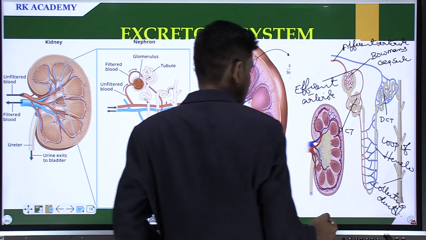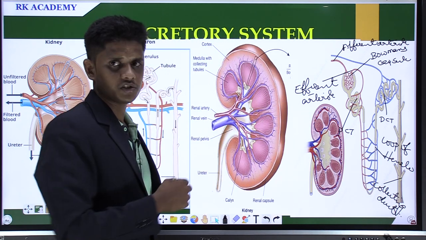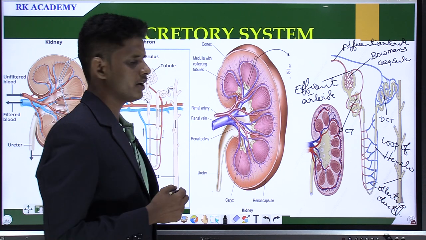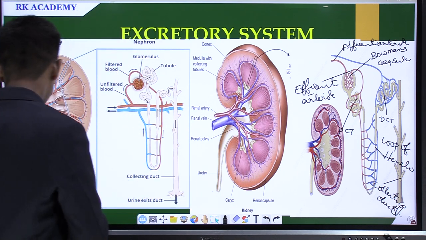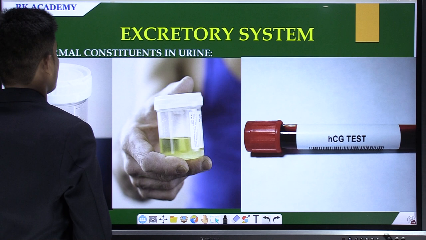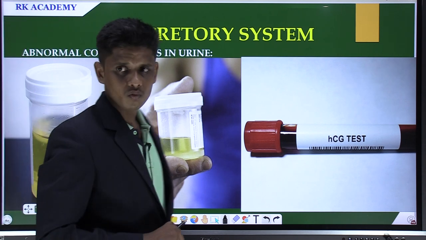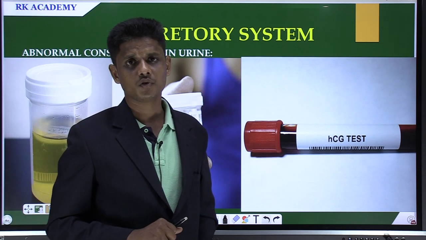This is called the collecting duct. This is the structure of a nephron. I already explained it to you. And come to the last segment. This is abnormal constituents of urine. What are abnormal constituents of urine?